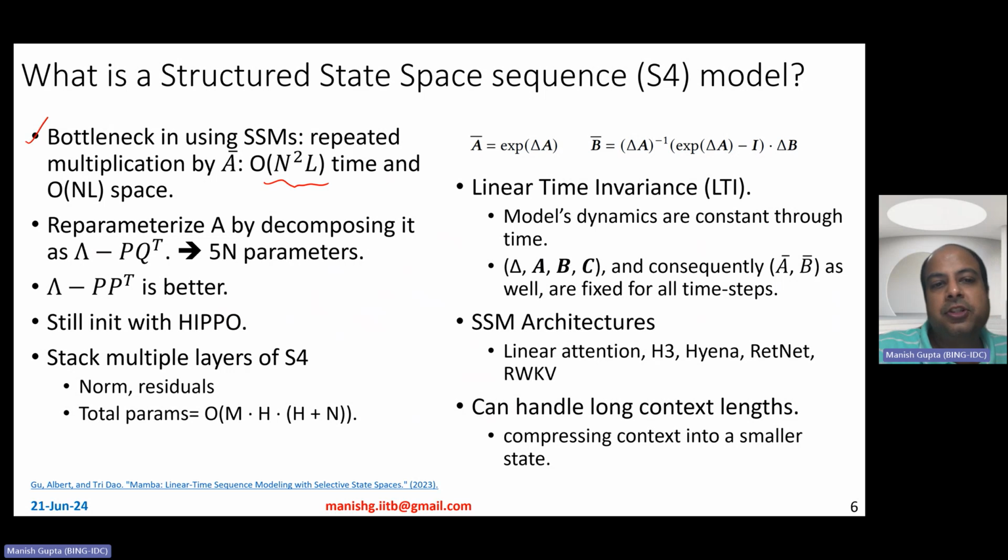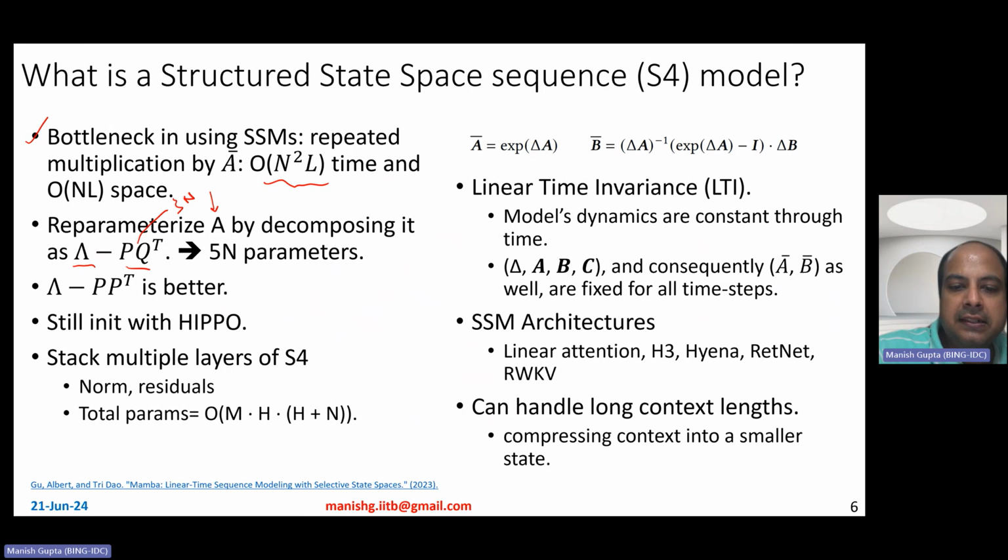So what these guys do is reparameterize A by decomposing it into two parts: Lambda and PQ transpose, such that each of these three parts, lambda, P and Q, are n in size. So what does this mean? This means that rather than having n square parameters in A, you have 3n parameters in this reparameterization. And of course, you have parameters in B and C. So that's what it means.